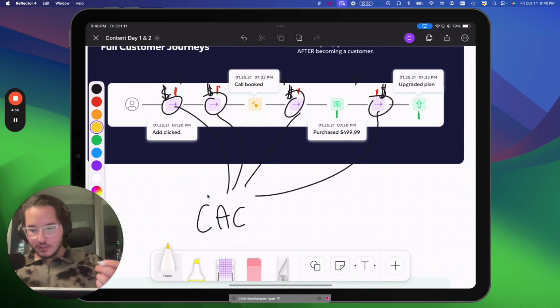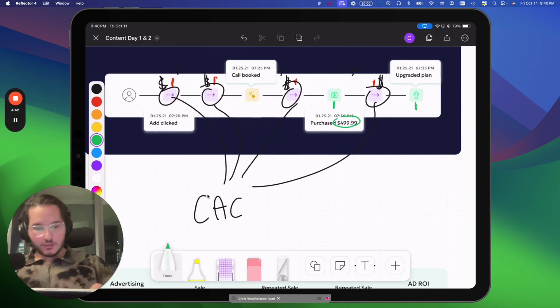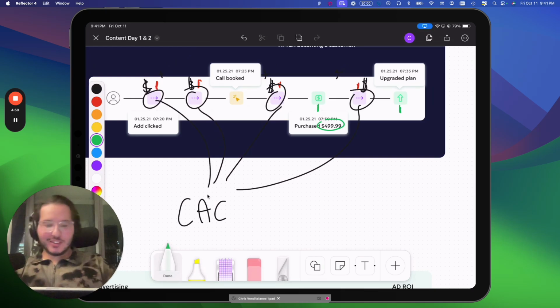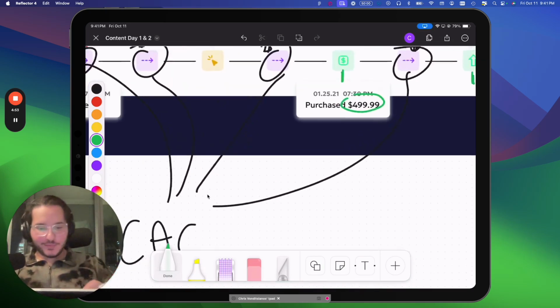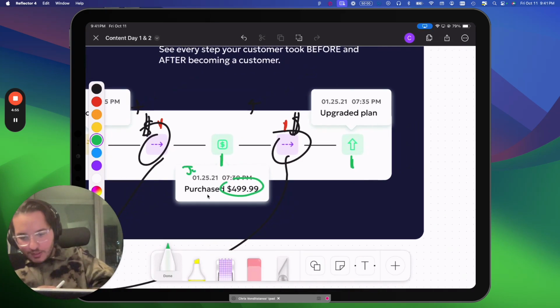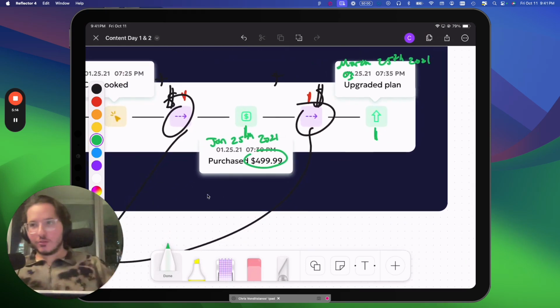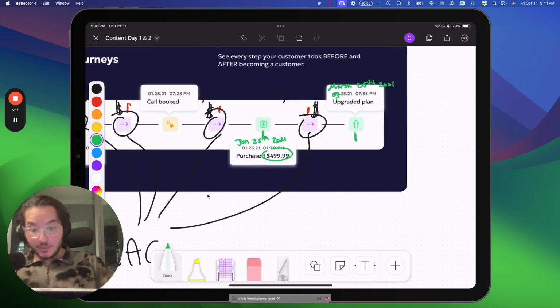Call booked is obviously a lead, which is nice, but they purchased for $4.99. So the upgraded plan, 5 minutes later, obviously they wouldn't do that in real life. It's just a sample image. Let's say if this is Jan 25th, 2021. Let's say this is 03. So it's March 25th, 2021. So let's say it's 2 months apart that they upgraded the plan.